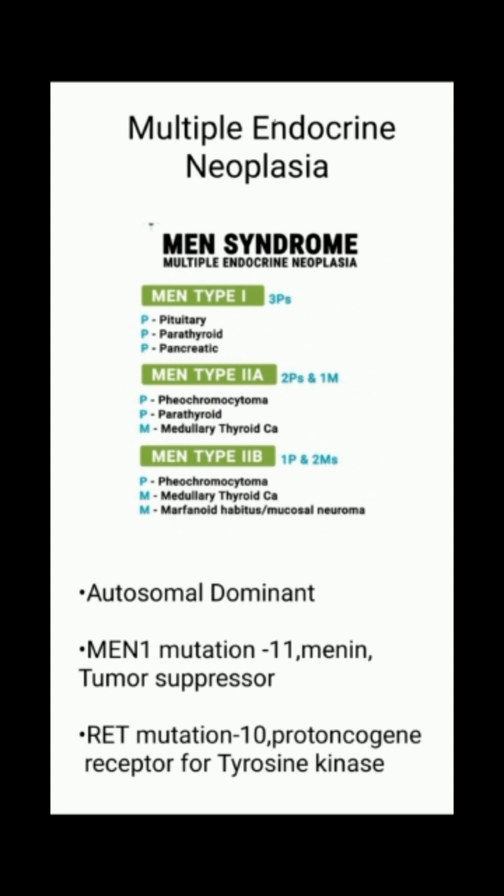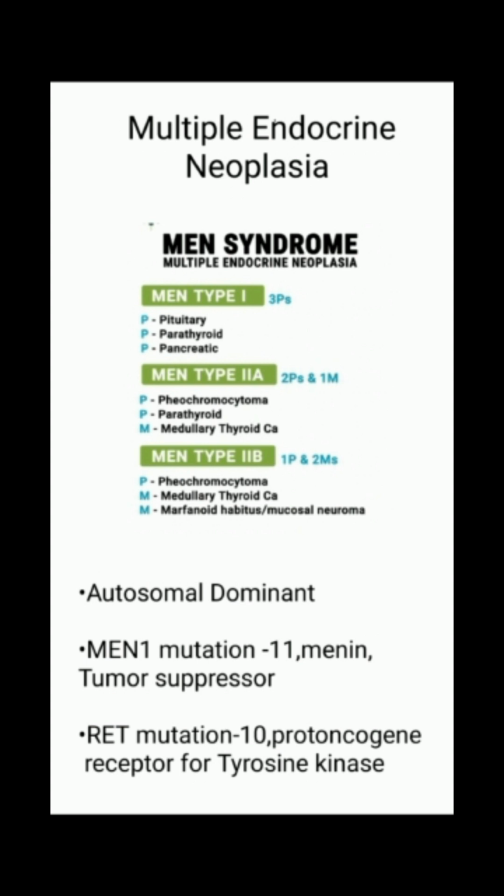Basically, the mnemonic to remember the tumors which are involved in this syndrome is, for type 1 there are 3 P's which include pituitary adenomas, parathyroid adenomas, pancreatic endocrine tumors. Whereas for type 2A there are 2 P's and there is 1 M. 2 P's include pheochromocytomas, parathyroid hyperplasias, and then there is a medullary thyroid carcinoma.